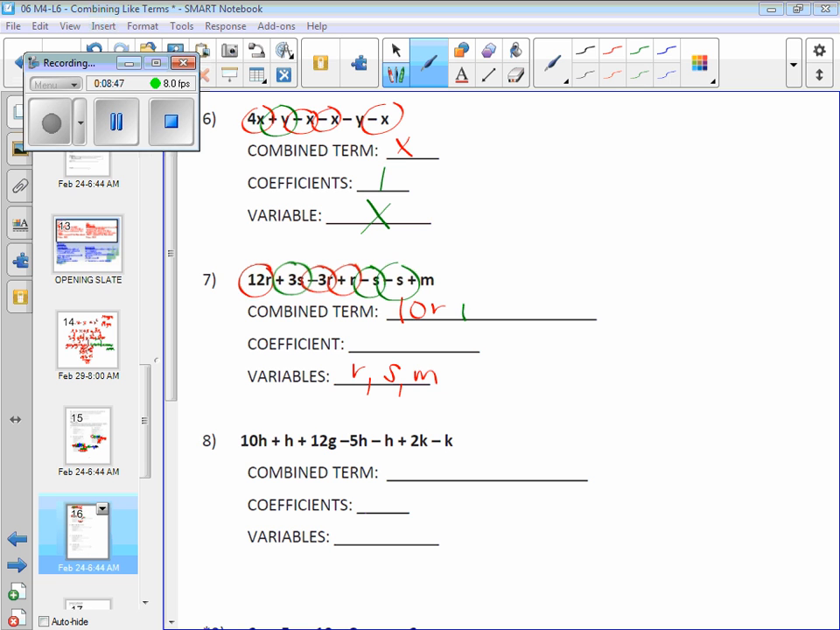Done. Then only the M, right? Did I get everything, guys? What's that? Got 10R plus S plus M. Okay?